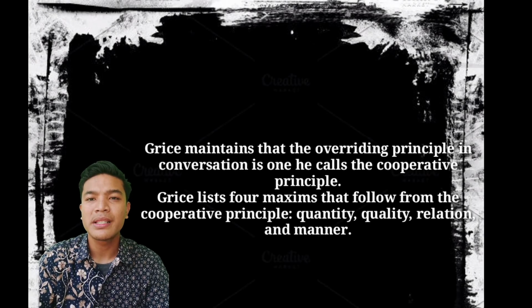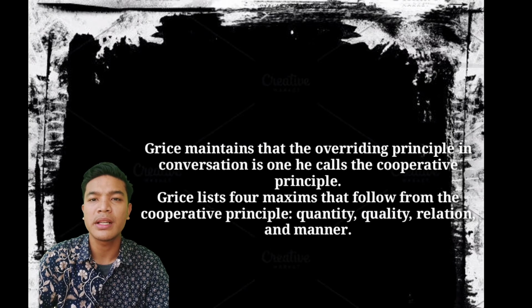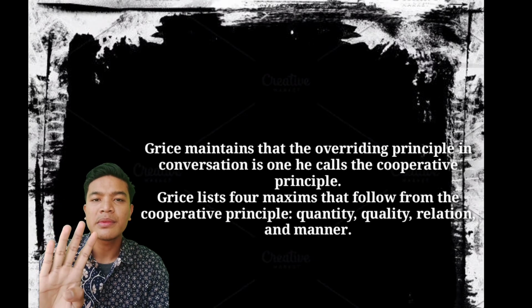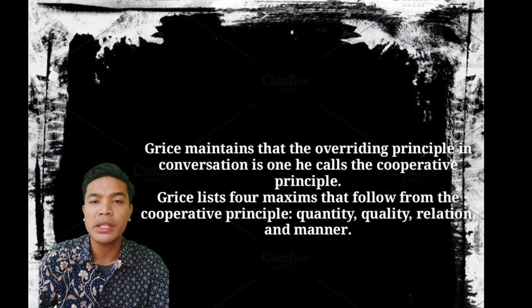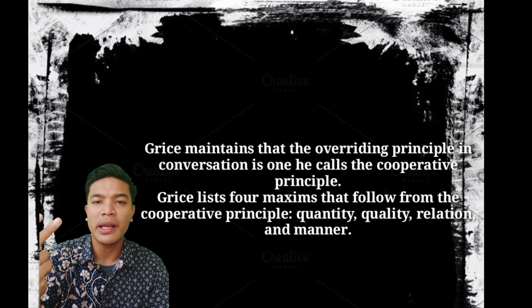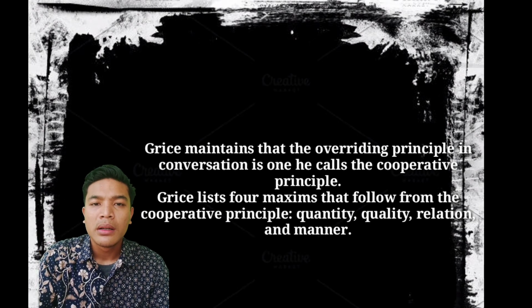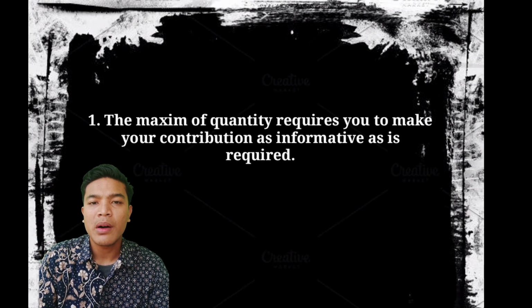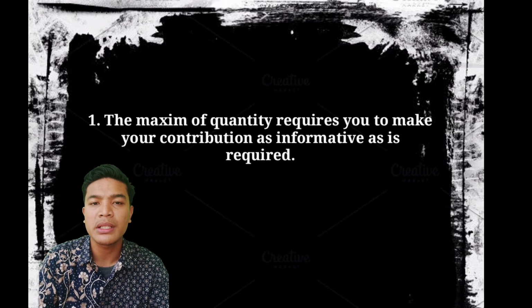Grice maintains that the overriding principle in conversation is one he calls the cooperative principle. Grice lists four maxims that follow from the cooperative principle. They are quantity, quality, relation, and manner. 1. The maxim of quantity requires you to make your contribution as informative as is required.